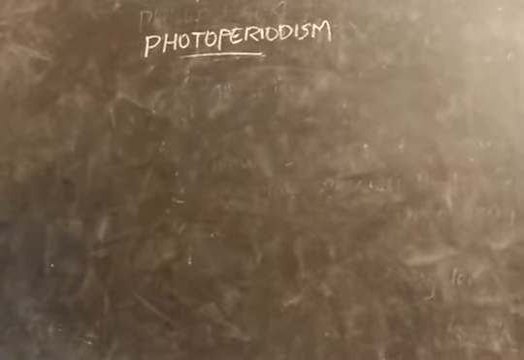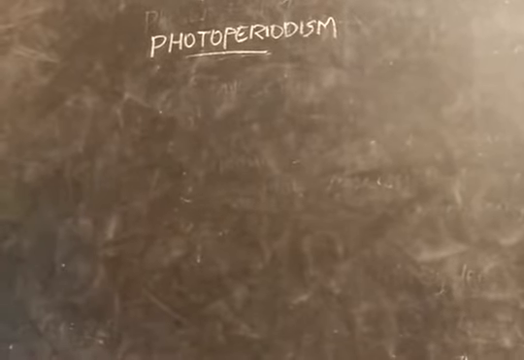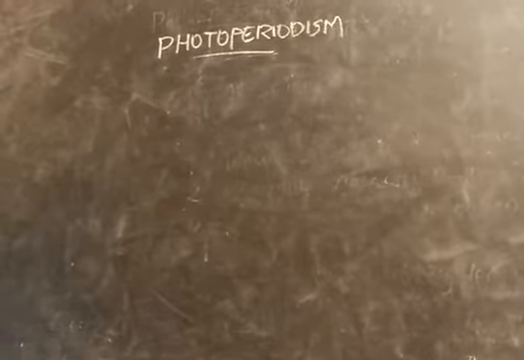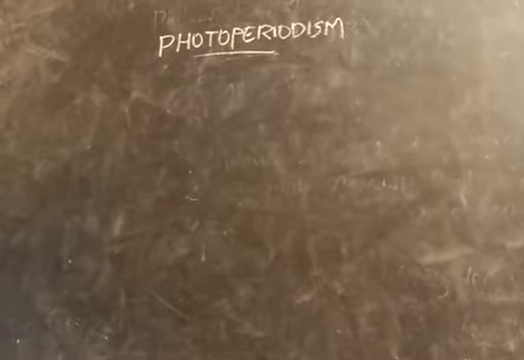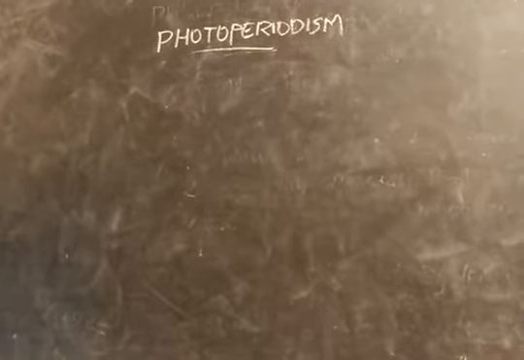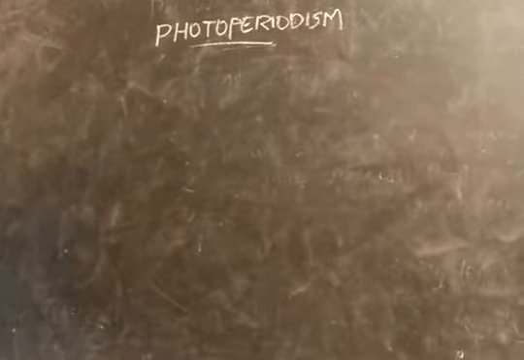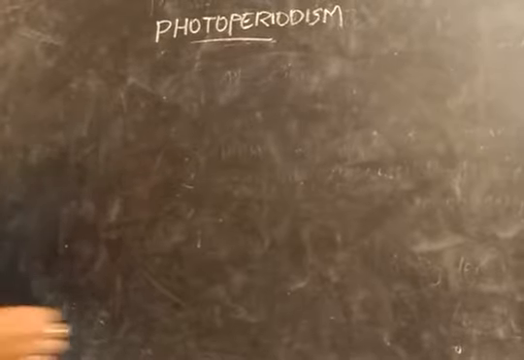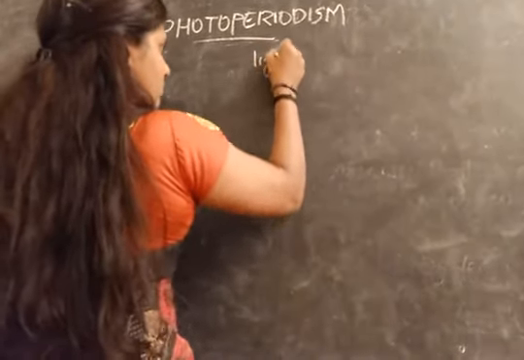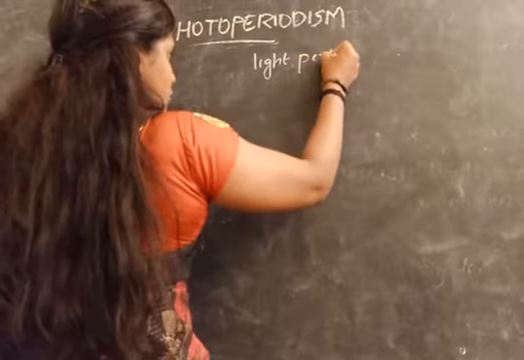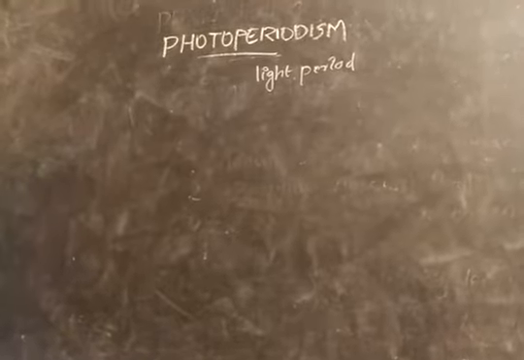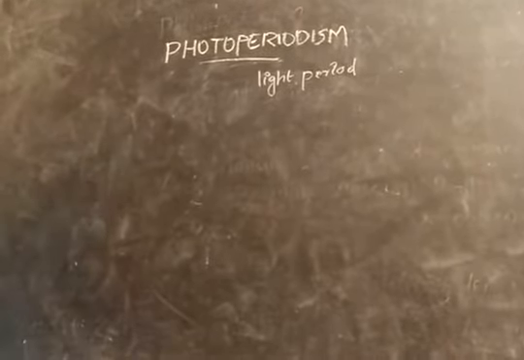Trees take several years for the initiation of flowering, whereas an annual herb flowers within a few months, which means each plant requires a specific time period to complete its vegetative phase, which is followed by the reproductive phase. Flowering is controlled by light period, called photoperiodism, and also by temperature, called vernalization.